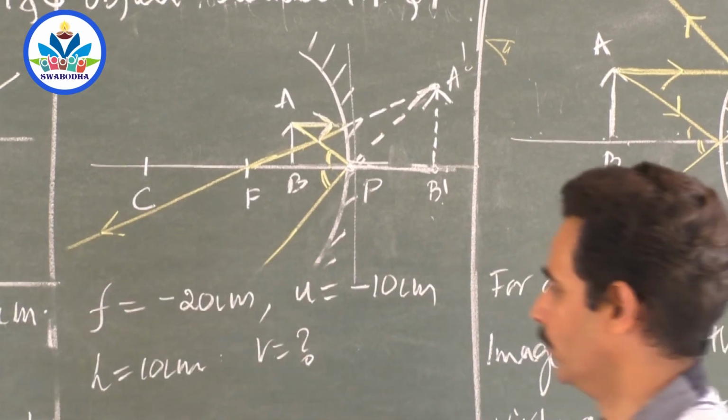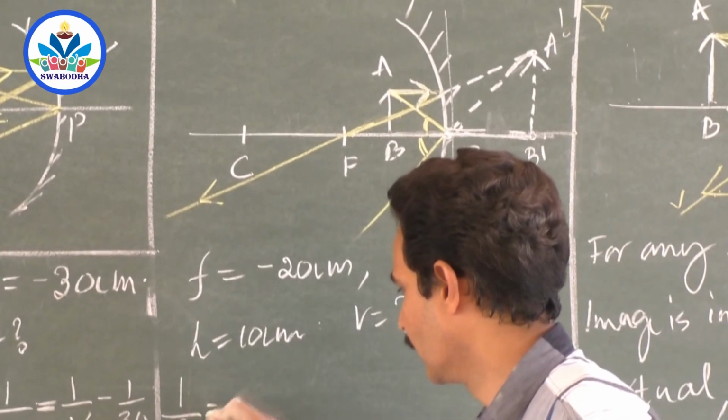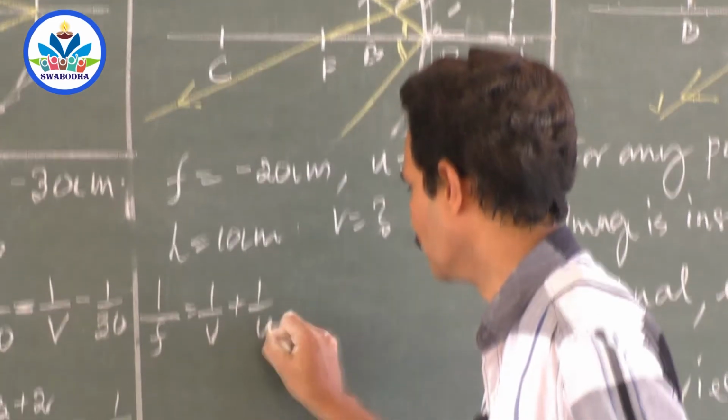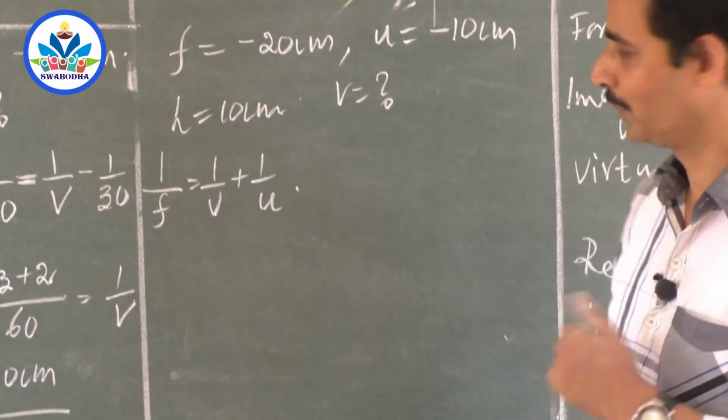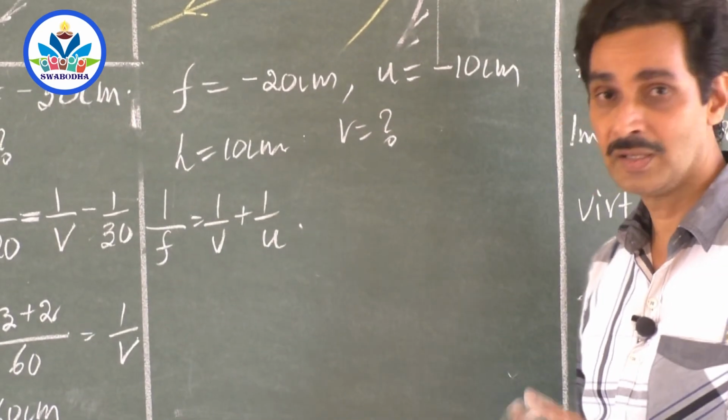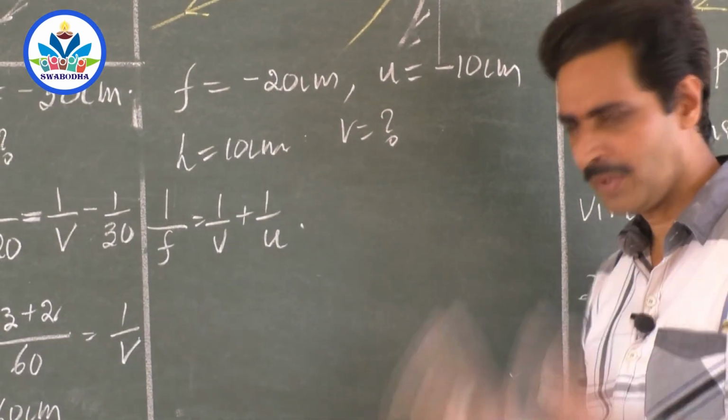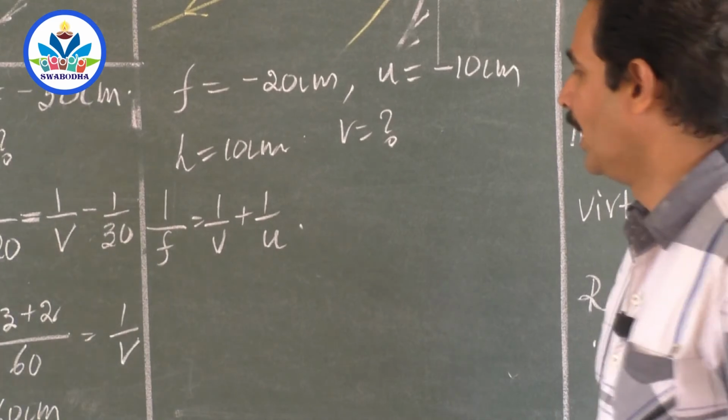Okay, we will move. 1 by F equal to 1 by V plus 1 by U. Sir, why are you writing the formula again and again? Because I want you to write the formula again and again so that you will be acquainted with the formula perfectly when you write it many times.